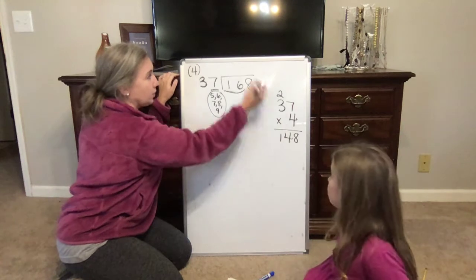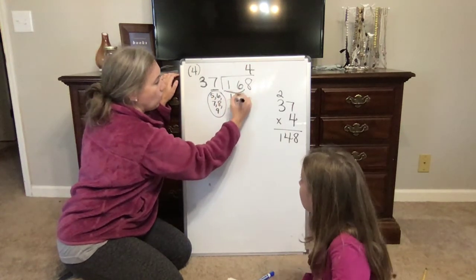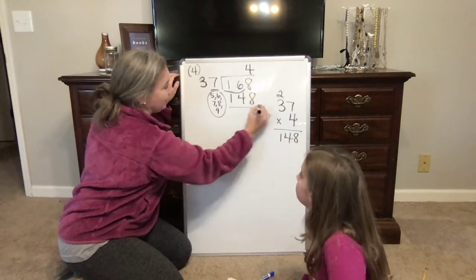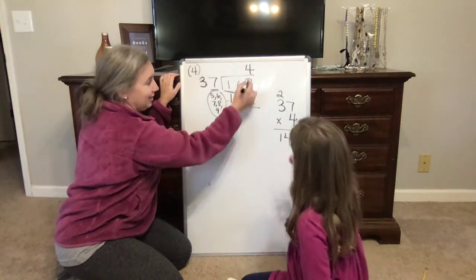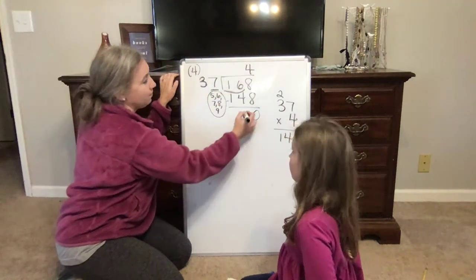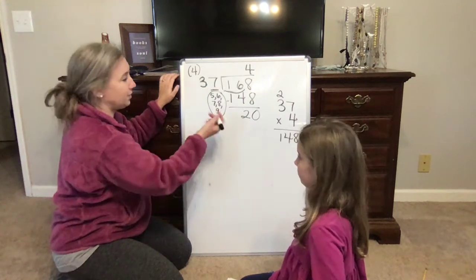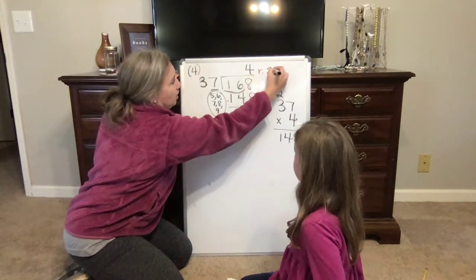So what we're going to do is we're going to put our 4 over here. 4 times 37 is 148. Now let's subtract. 8 minus 8 is 0. 6 minus 4 is 2. So could 37 have gone in that? Nope. So we have a remainder of 20.